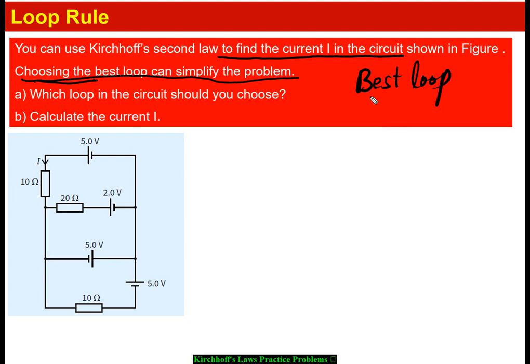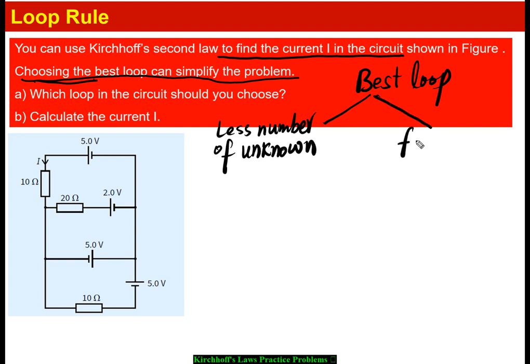The best loop, simply, we can consider a loop with fewer unknowns. This is one condition we can set, and the second one is a loop with few components. So we need not calculate a lot. So let's try to choose the best possible loop now.